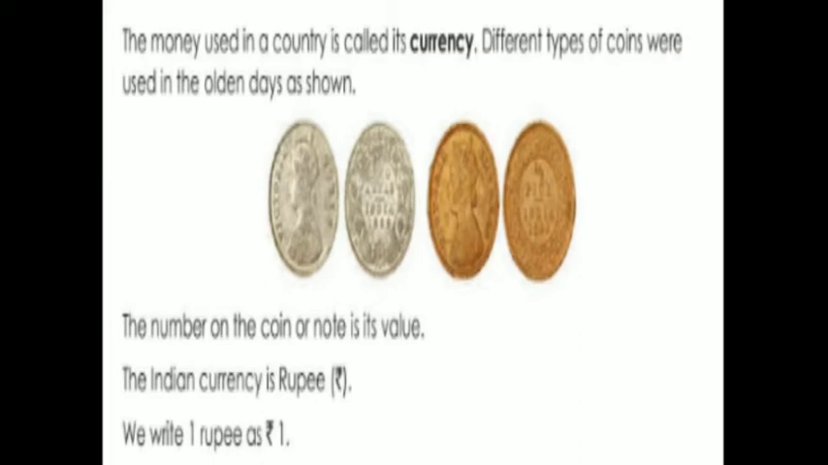So children, in olden times, people used to make coins with bronze or silver. Like that, now we also use those metals to make coins. Now let's see different kinds of coins and notes which are there in India. So today we are going to learn about Indian currency, children. Okay?